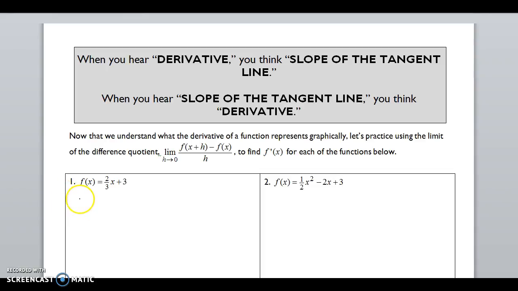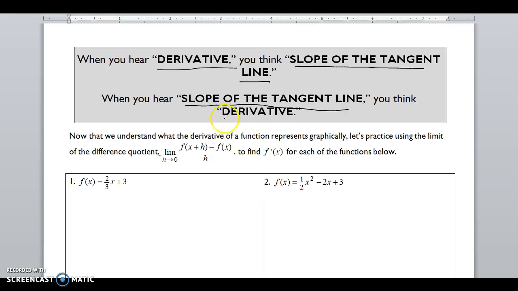Okay, so this next part is really important. You can already tell because it's in a box and there's big, bold capital letters. So that's giving you a hint this is important. When you hear derivative, you think slope of the tangent line. When you hear slope of the tangent line, you think derivative. They are synonymous. You need to know this. This is a huge part of calculus.